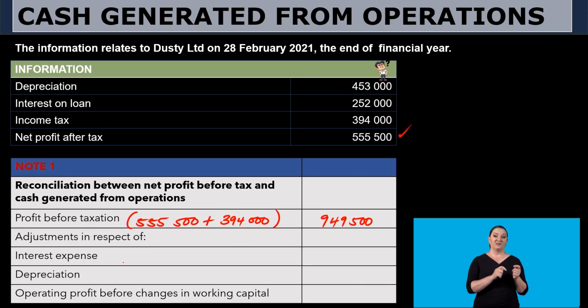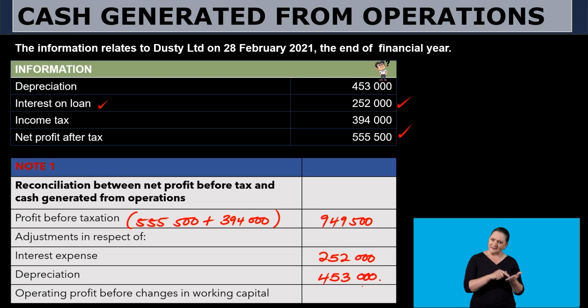The first one is interest expense. So here we have interest on loan. We're going to add that amount. So we come here, it becomes 252,000. We're adding the interest expense amount. Then we also come to depreciation. Then we add the depreciation, which is 453,000. So we add these ones.